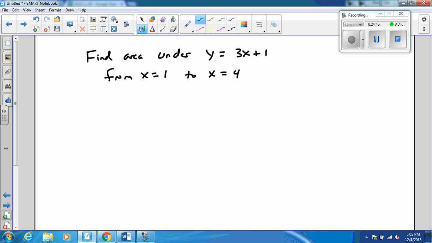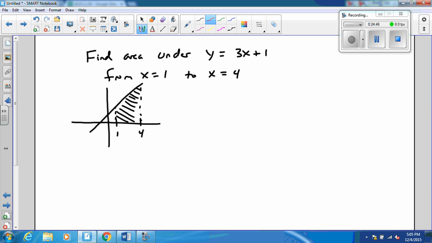Find the area under y equals 3x plus 1 from x equals 0 to x equals 4. Let's sketch this to see what's going on. Here comes my straight line y equals 3x plus 1. And I'm going to go from x equals 1 to x equals 4. And so we're looking for this net signed area right here.